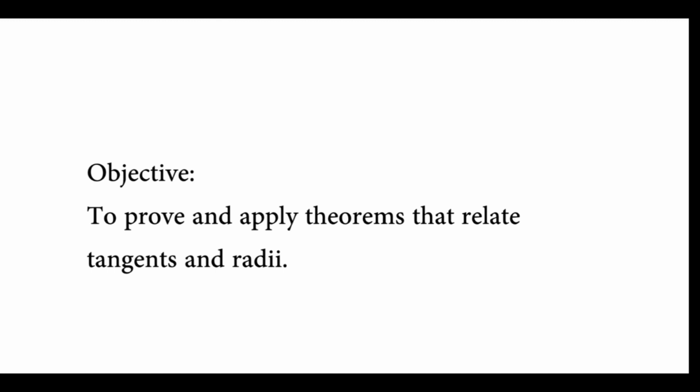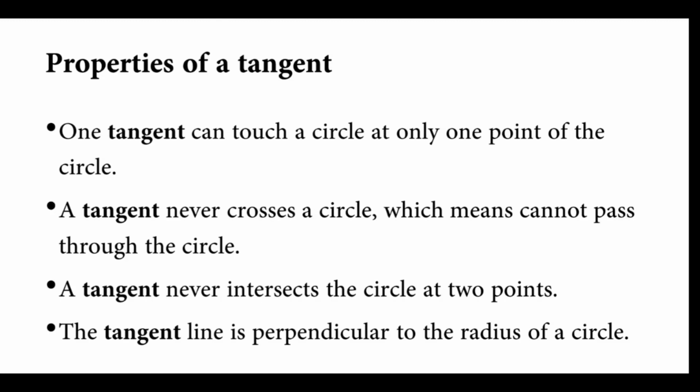By the definition of properties of tangent, one tangent can touch a circle at only one point of the circle. A tangent never crosses a circle, which means it cannot pass through the circle. A tangent never intersects the circle at 2 points. The tangent line is perpendicular to the radius of the circle.